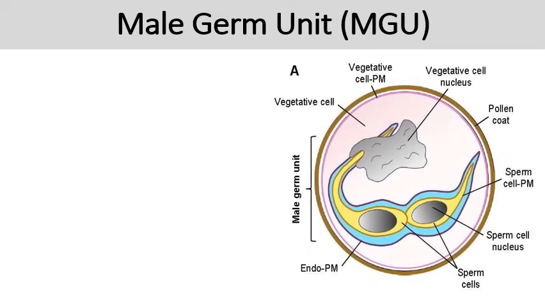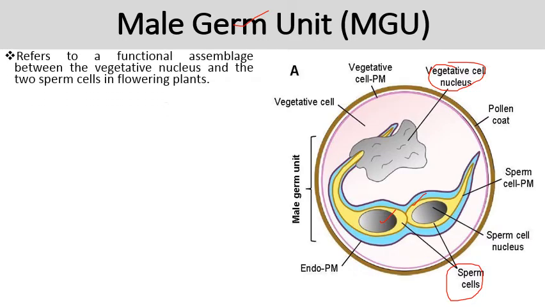Next comes male germ unit. It refers to the assemblage of the vegetative nucleus and two sperm cells. जो ये दो sperm cells हैं, ये तीनों चीज़ें as a single unit transfer होती हैं. So this assemblage is known as male germ unit. और इसका जो benefit है, it helps in synchronization of formation of endosperm as well as the diploid zygote. So it refers to a functional assemblage between the vegetative nucleus and two sperm cells in a flowering plant.